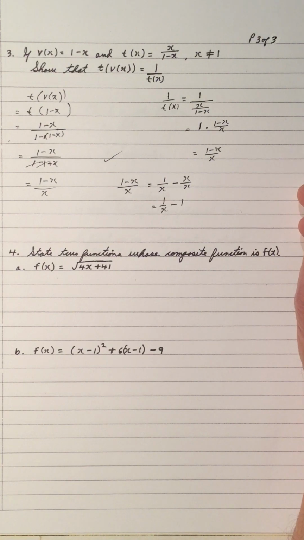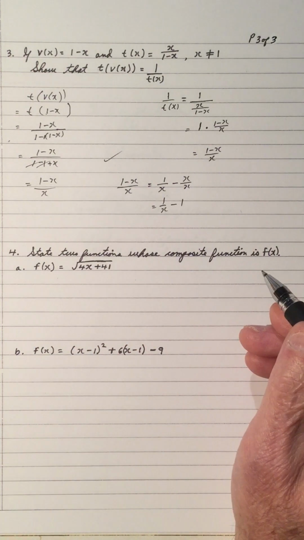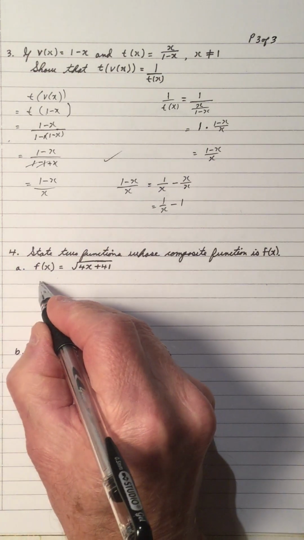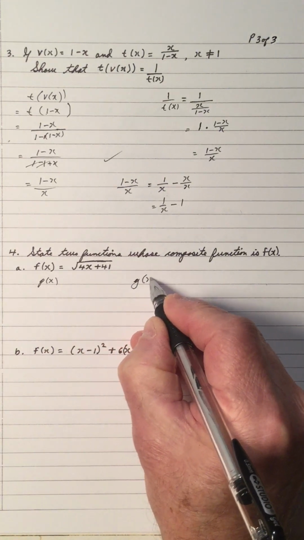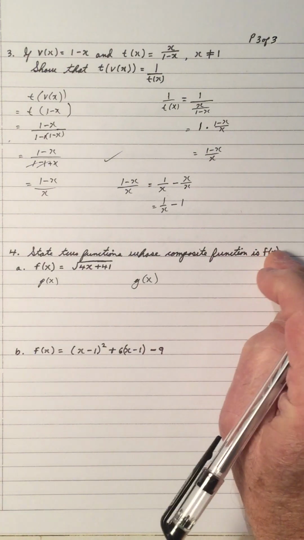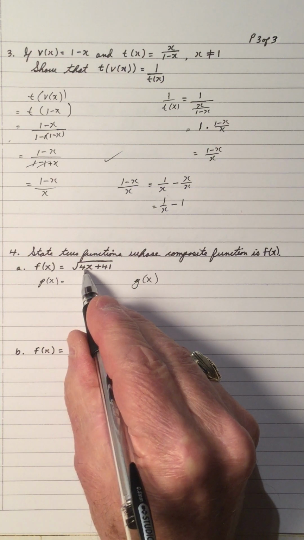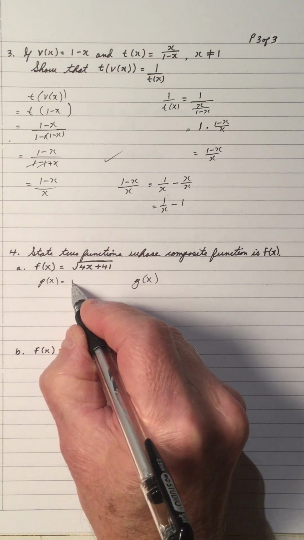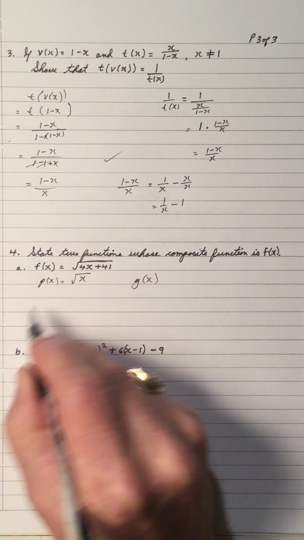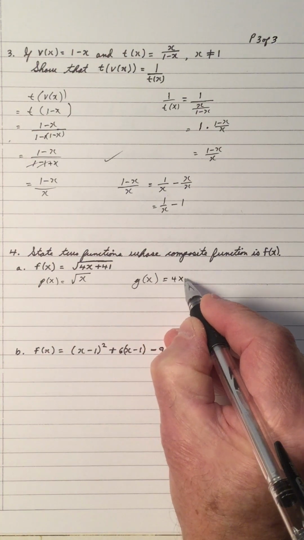Number 4, state two functions whose composite function is the f of x. So let's find two functions whose composite function is the f. So come up with a p of x, and let's come up with a g of x. Let's take two different functions that are going to come up with the f of x. So notice that we have 4x plus 41. So we got a root, so we could make this the root of x. That's the root taken care of. Now we take this one and sub in here, so this one could become 4x plus 41.